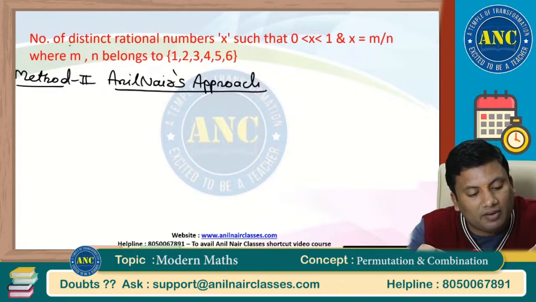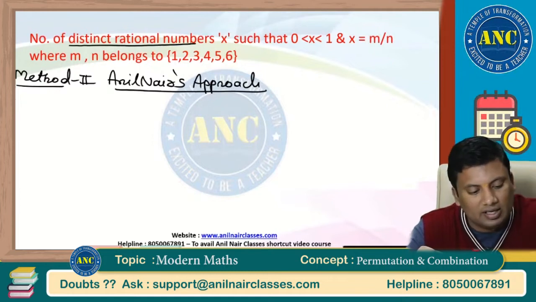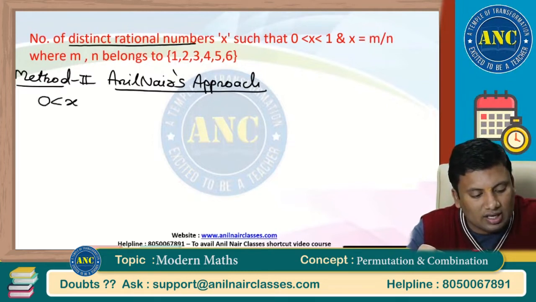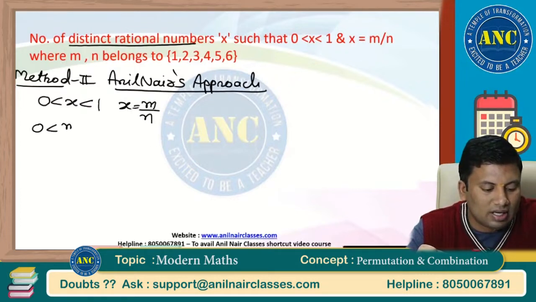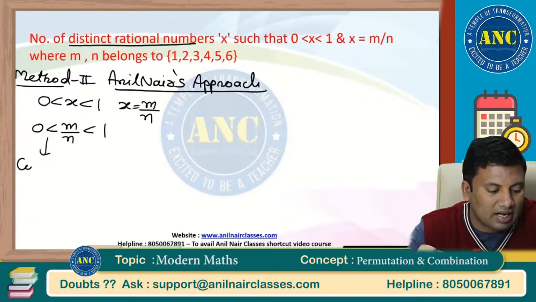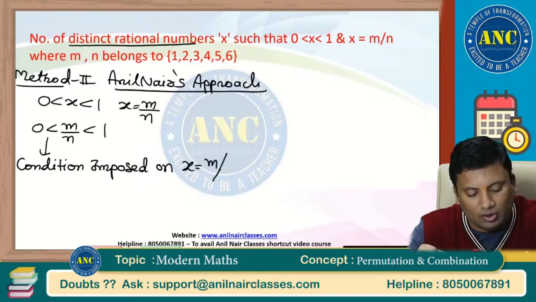Find the number of distinct rational numbers. Distinct means double counting should be avoided, such that 0 is less than x, which is less than 1, and x is equivalent to m by n. 0 less than m by n less than 1. That means there is a condition that is imposed on a rational number x equivalent to m by n.